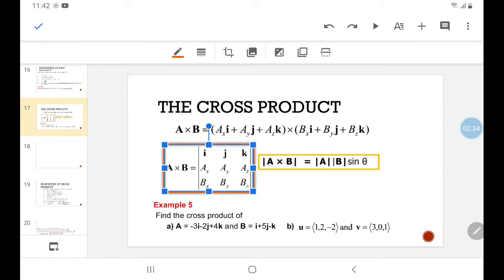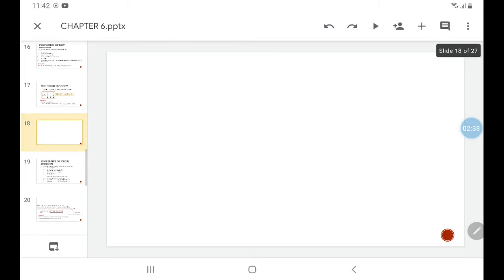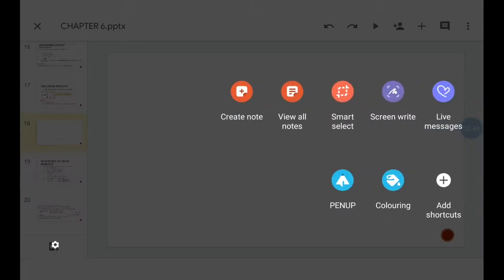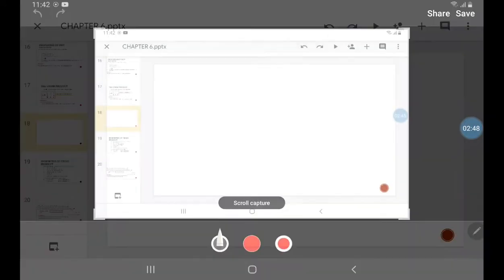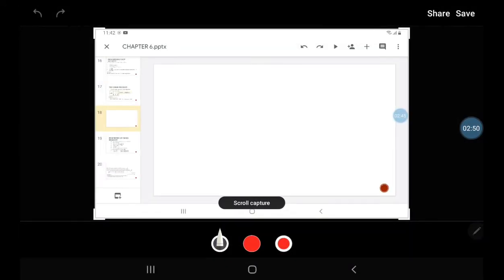I think this makes much more sense if we do it in an example. So yeah, this is not as clear cut as before. There's some problem with my tablet, which I don't know what.